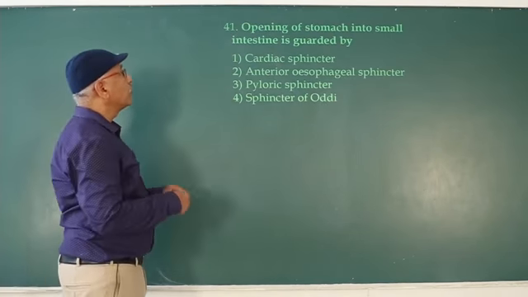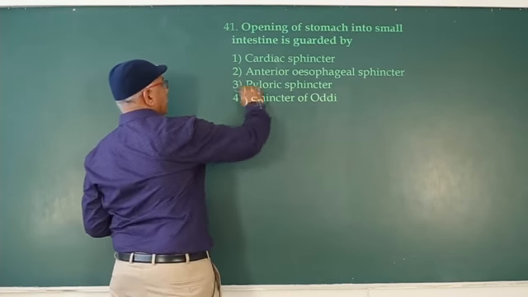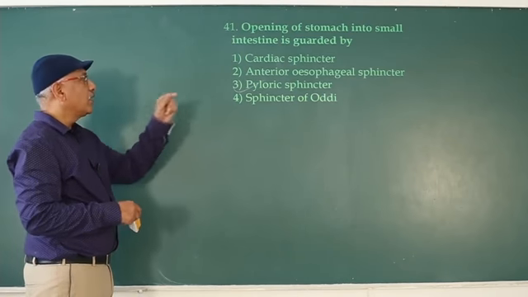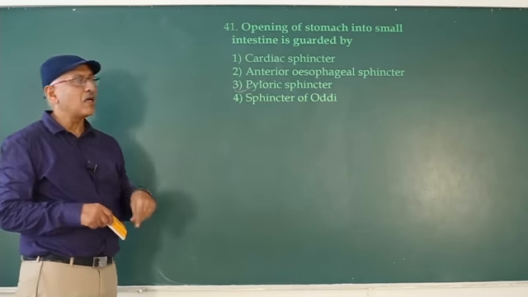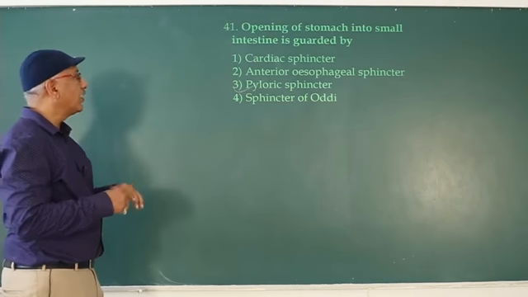The opening of the stomach into the small intestine is guarded by the pyloric sphincter. The cardiac sphincter is between the esophagus and stomach. The pyloric sphincter is between the stomach and duodenum. The duodenum is the first part of the small intestine.